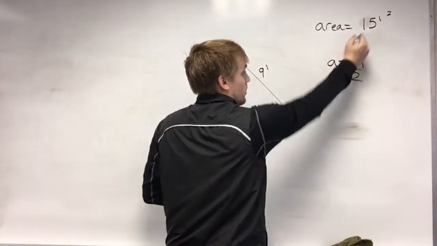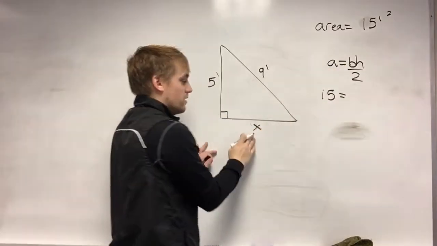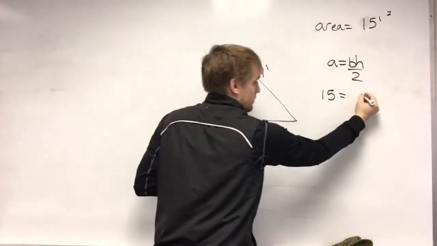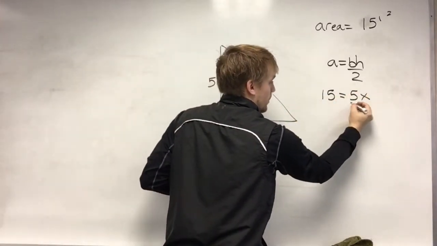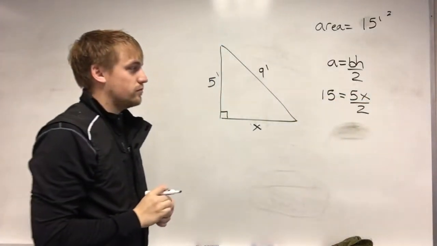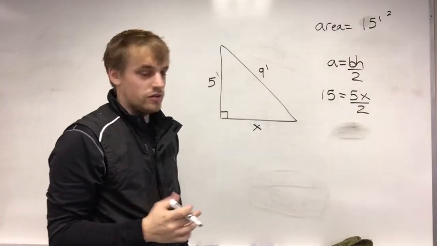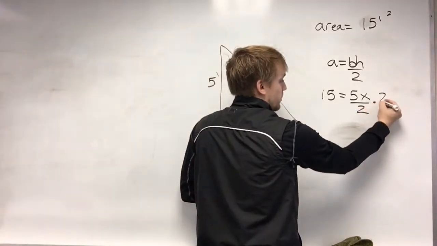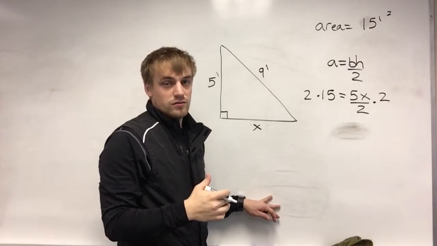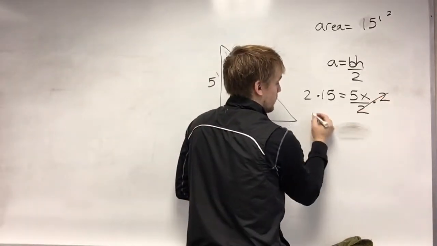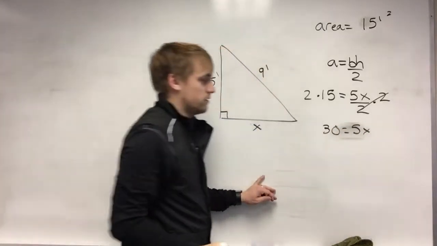So area, we know area, it's 15. We know our base, no, but it's x, because that's what we're solving for. Our height is 5, divided by 2. Now we just need to solve for x. The first thing that we're going to do is multiply by 2, so there's nothing in the denominator. And what you do to one side, you have to do to the other. So these cancel. 2 times 15 is 30 equals 5x.